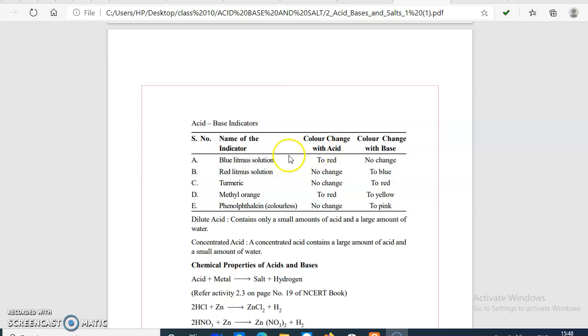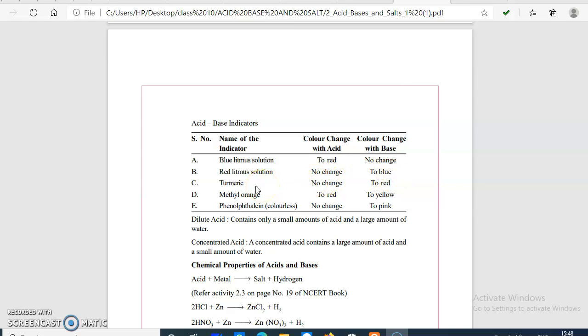When acid is poured in this solution, it is converted to red, like the strip of litmus paper. Blue litmus paper turns red in acidic solution and shows no change in basic solution. The same goes for red litmus solution or red litmus paper. It has no change with acid, but it changes to blue in basic solution.